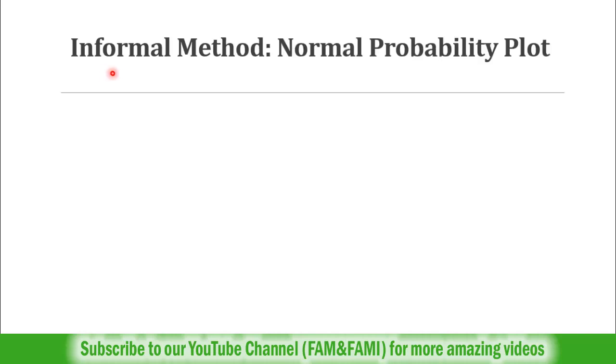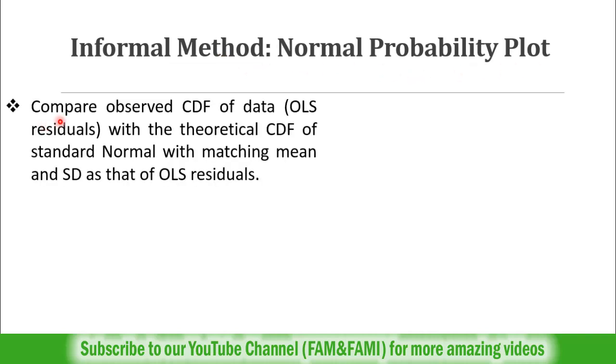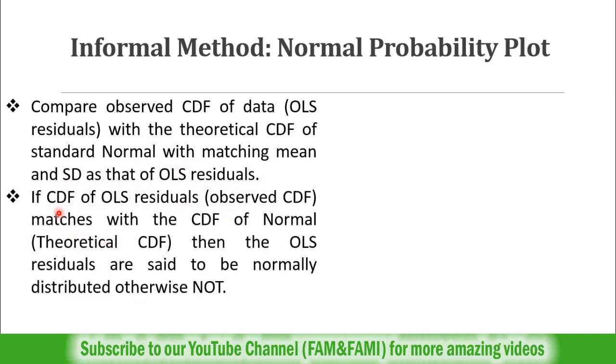Let's discuss the second informal method, normal probability plot. This method involves comparing observed cumulative distribution function, the CDF of data series or OLS residuals in our case, with the theoretical CDF of normal density with matching mean and standard deviation as that of OLS residuals. If the CDF of OLS residuals, which is also called observed CDF, matches with the CDF of normal, which is also called theoretical CDF, so if there is a match between observed and theoretical CDF, then the OLS residuals are said to be normally distributed, otherwise not.